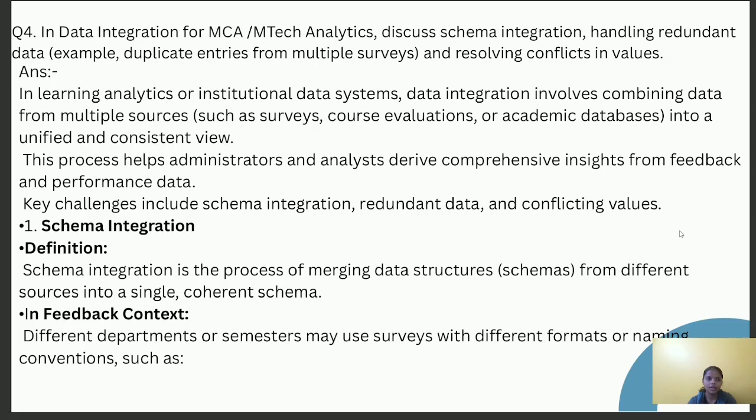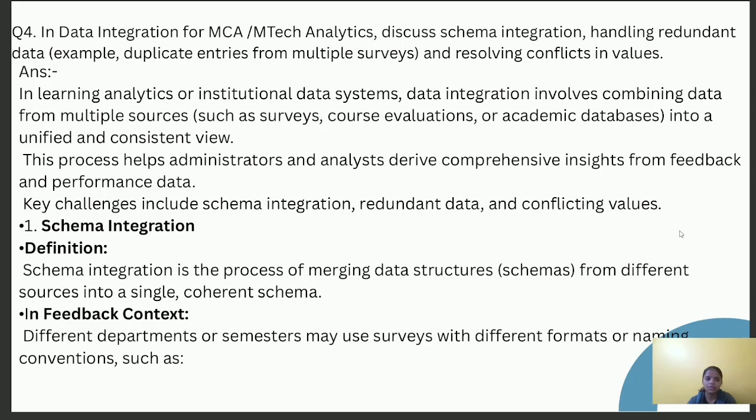Now, in question number 4, in data integration for MCA MTech analytics, discuss schema integration, handling the redundant data, for example, duplicate entries from multiple surveys, and resolving conflicts in values. So the answer to the question is: in learning analytics or institutional data systems, data integration involves combining data from multiple sources such as surveys, course evaluations or academic databases into a unified and consistent view. This process helps administrators and analysts to derive comprehensive insights from the feedback and the performance data.